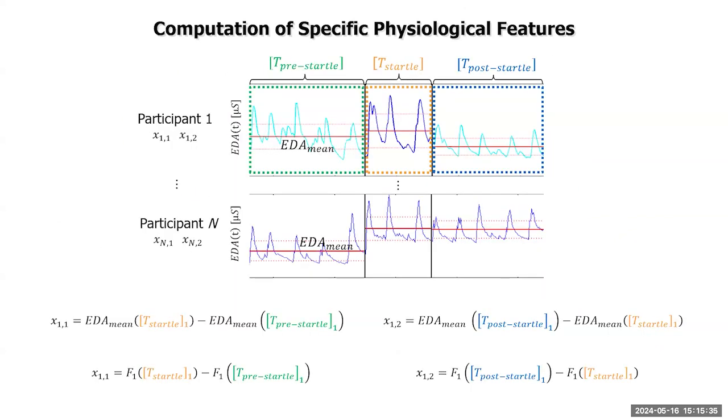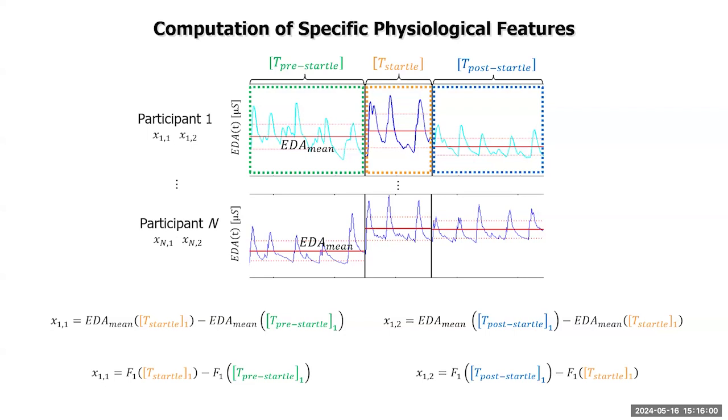For computation of specific physiological features in this experiment, each captured signal is divided into 3 sections at each of the Startle events, and those sections are pre-Startle, Startle, and post-Startle section. Using those sections, specific physiological features can be computed with the expressions given on the bottom of the slide.